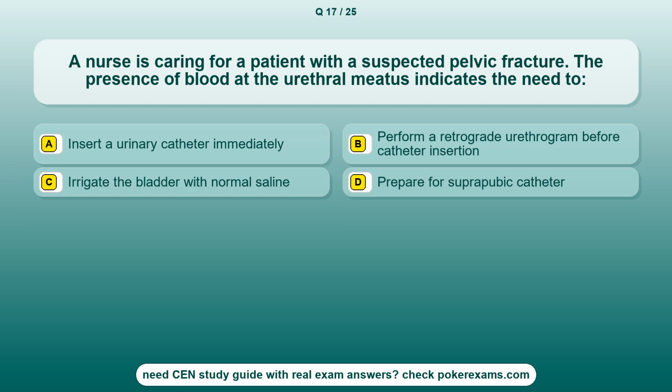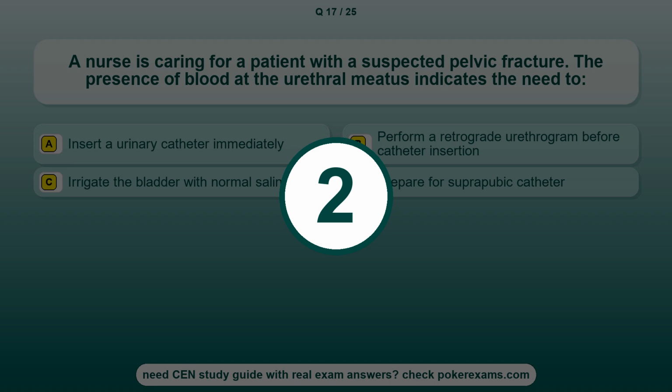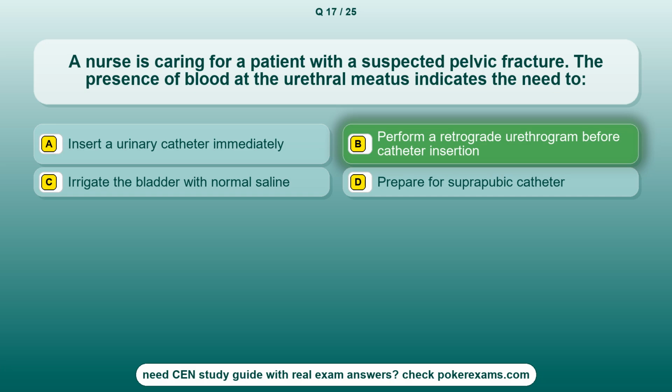Question 17. A nurse is caring for a patient with a suspected pelvic fracture. The presence of blood at the urethral meatus indicates the need to option A, insert a urinary catheter immediately. Option B, perform a retrograde urethrogram before catheter insertion. Option C, irrigate the bladder with normal saline. Option D, prepare for suprapubic catheter. The correct answer is option B, perform a retrograde urethrogram before catheter insertion.